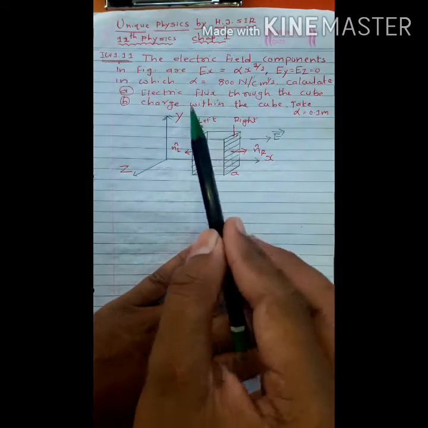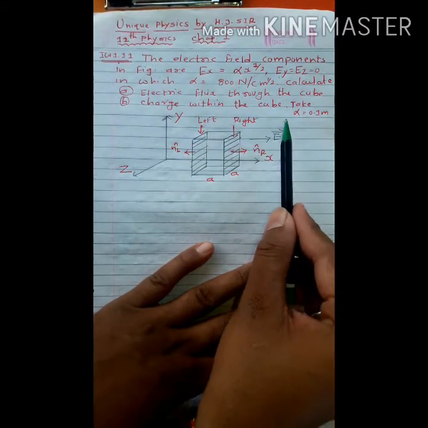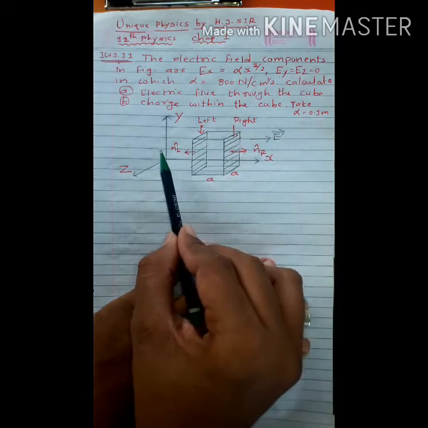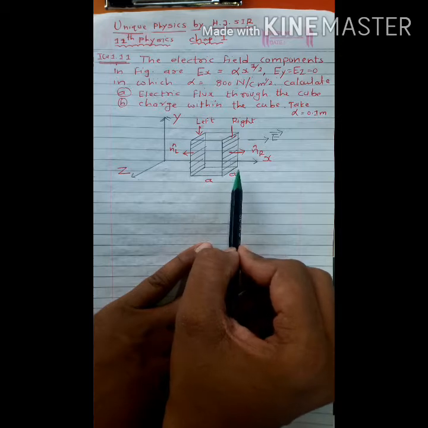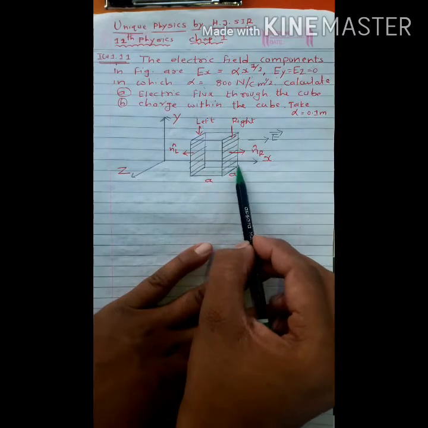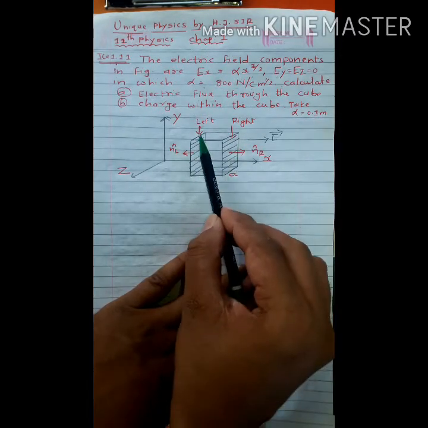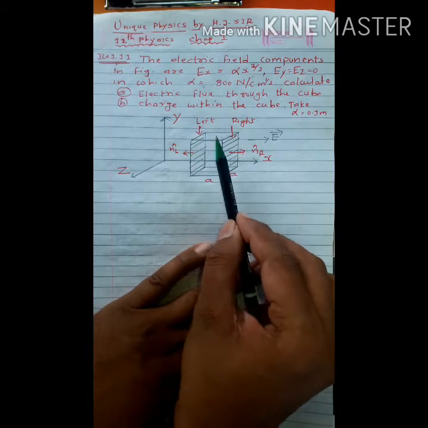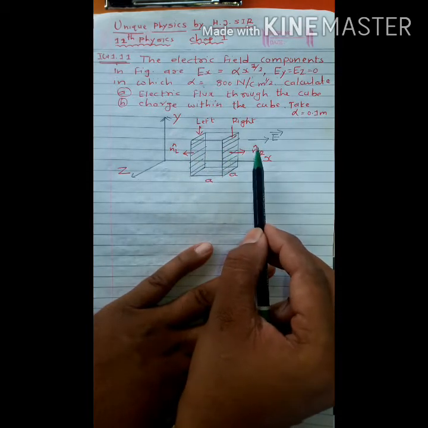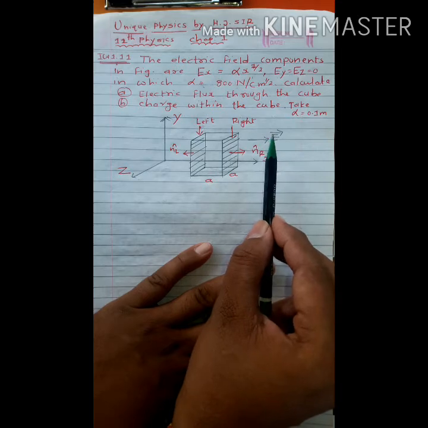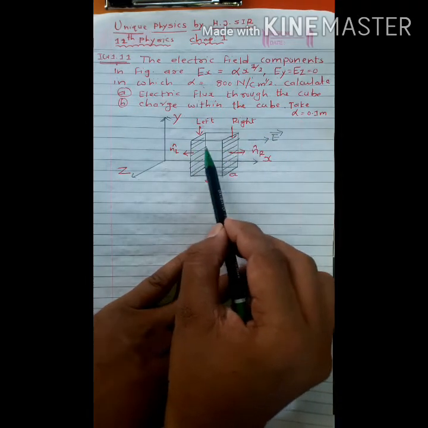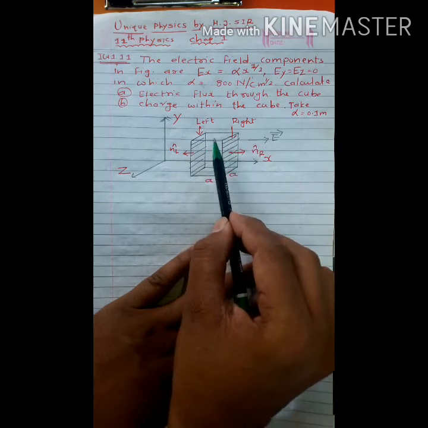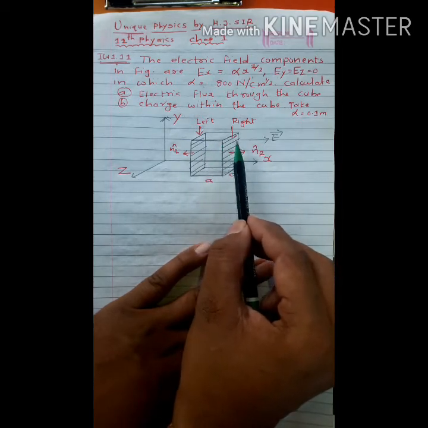See this figure very carefully. Here the electric field is present only in the x direction. So here we will find the electric flux for this right surface and for this left surface, because these two surfaces are normal to the electric field. The electric field will pass through these surfaces, that's why electric flux links with these two surfaces.